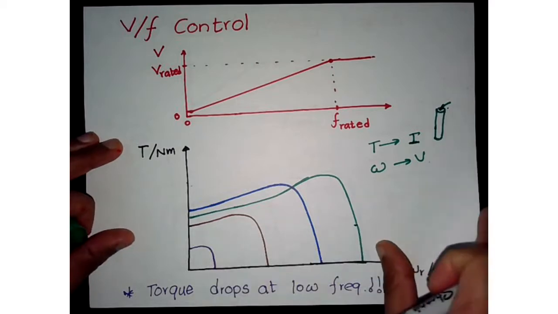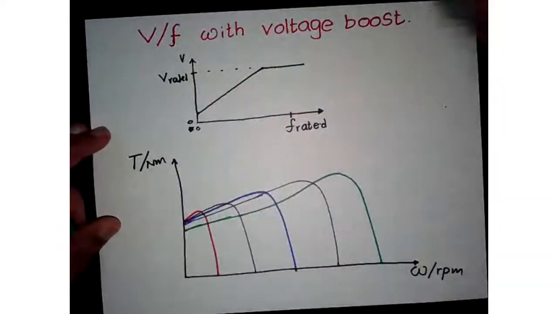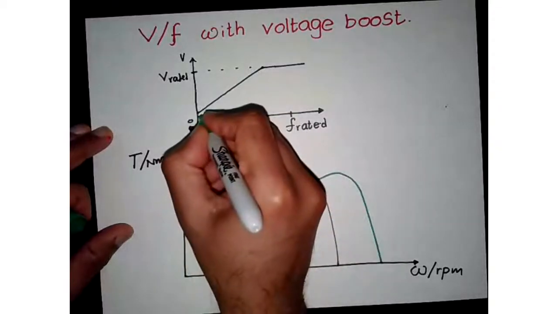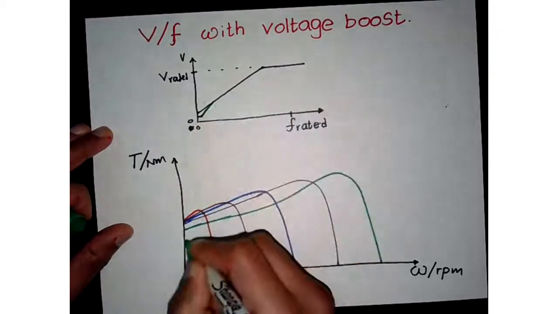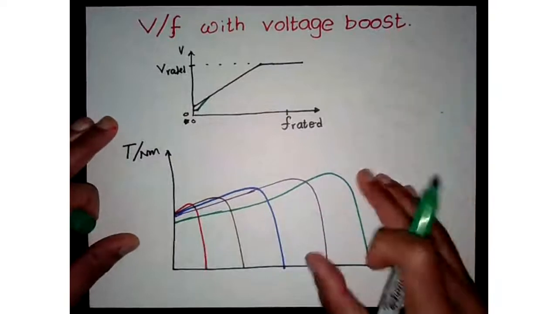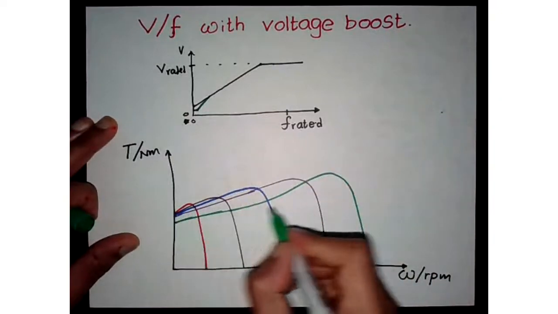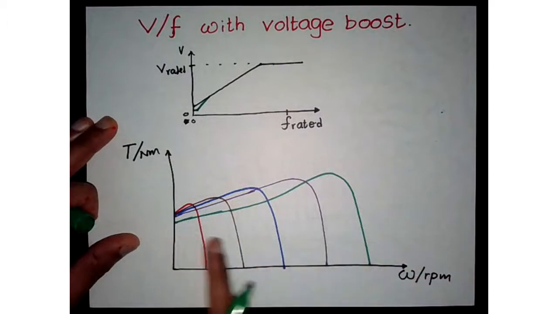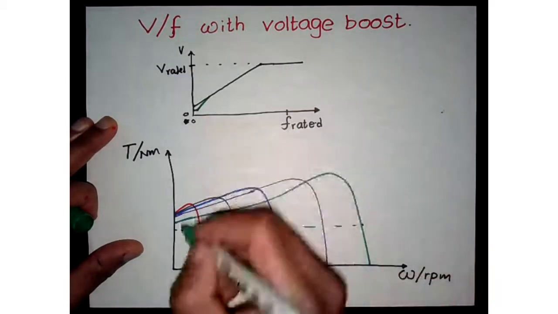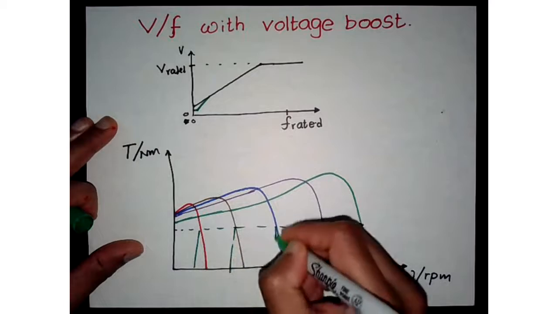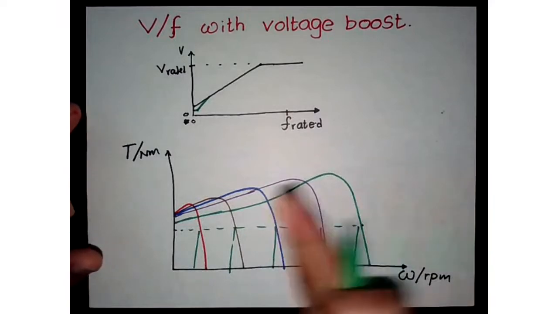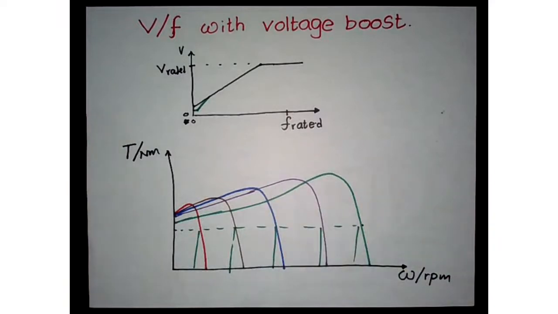So what the scientists or engineers did was, why not boost the voltage? Instead of having it like that, they added a voltage. They boosted it. So it's called V over F control with voltage boost. And now we have really good performance. We have torque capability across all speeds. So if this is the desired torque, now by adjusting that V over F, we can achieve different speeds at the same torque. So now we can control the torque and speed.